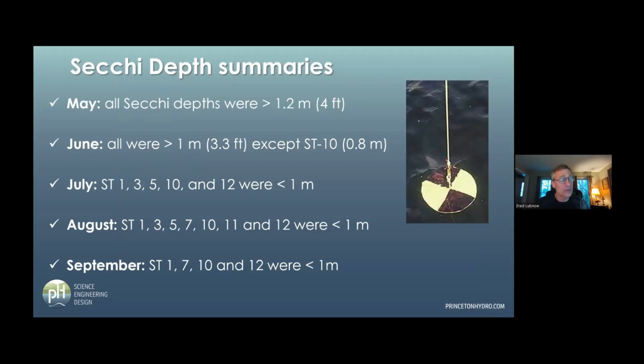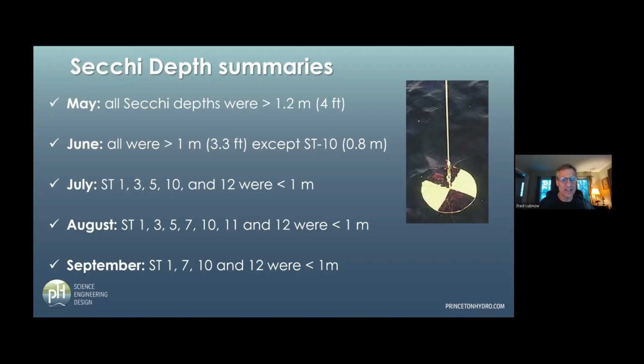So if you look at throughout the entire water column and the entire lake, and keep in mind that we have a total of 13 standard monitoring sites throughout the lake. In May, all of those sites were greater than a meter, which is good. Once we got to June, they were all greater than a meter except for Station 10, which is up in the northern cove area. That area tends to get turbid for a number of reasons.